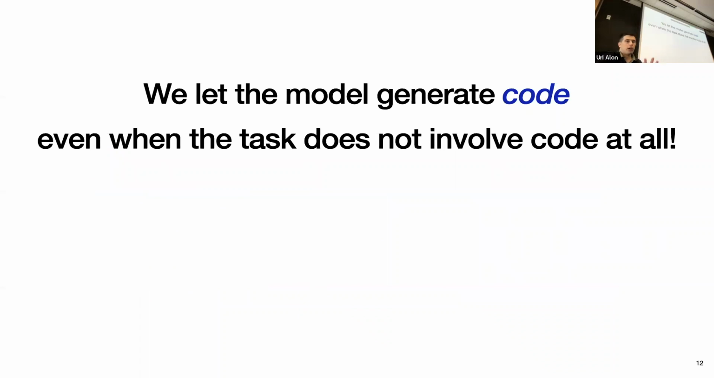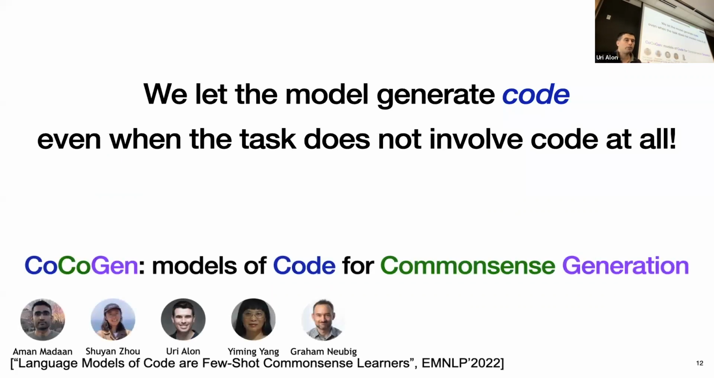So in other words, we let the model generate code even when the task does not involve code at all. And we call this approach CoCoGen, for models of code for common sense generation.